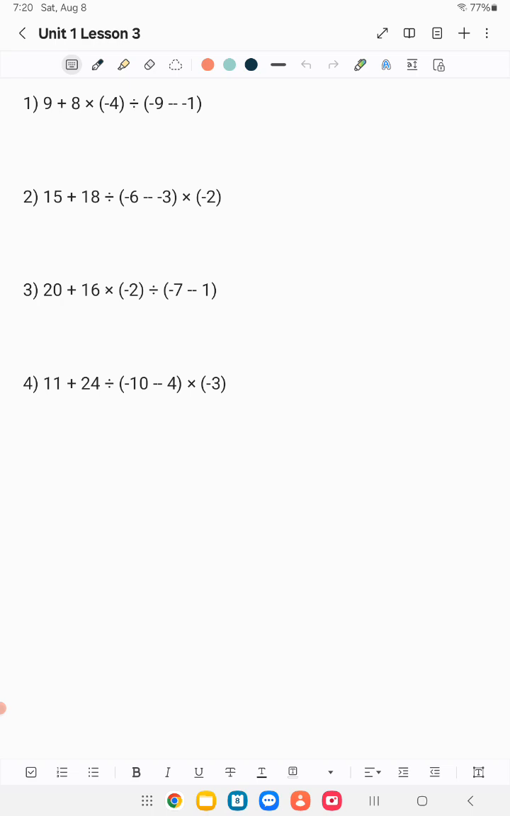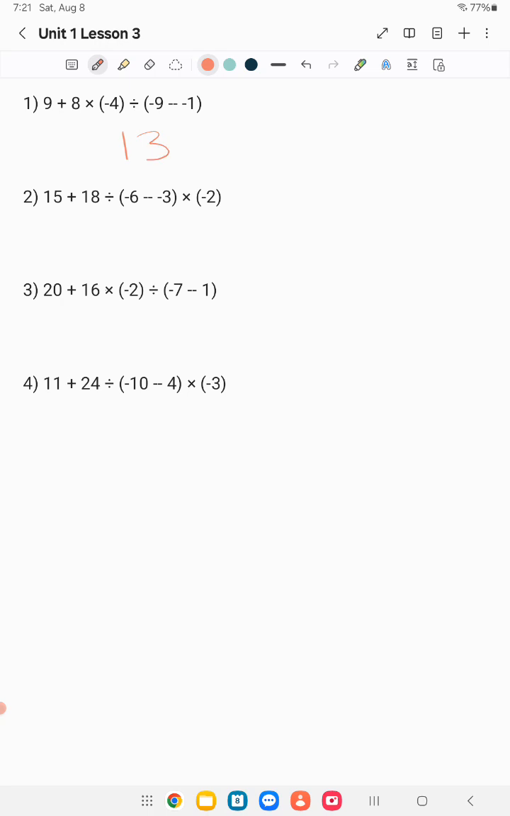First, as usual, let's do our previous problems from our last video. For our first question, we got 9 plus 8 times negative 4 divided by negative 9 minus negative 1. And the answer for this is 13.